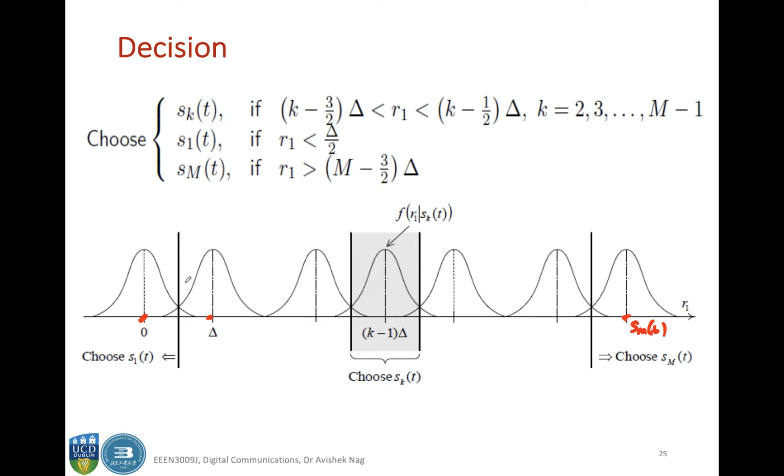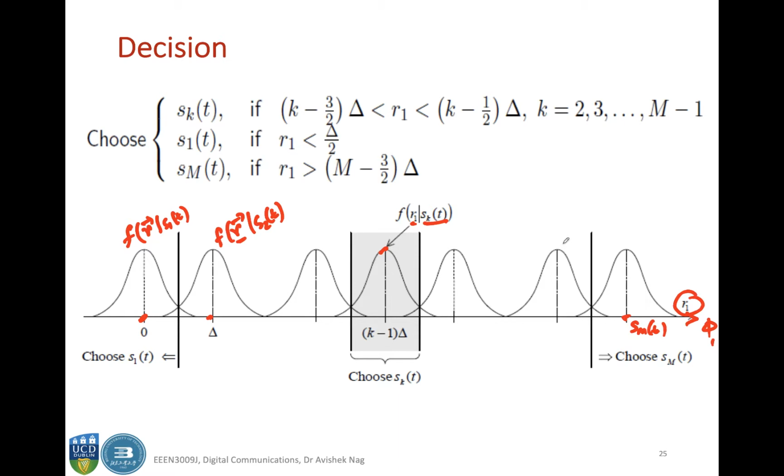If you draw the conditional PDFs, which are normal distributions like this, this is the conditional PDF of the received signal given S1. This is the conditional PDF of the received signal given S2(t), and so on. This is the conditional PDF of the received signal given SK(t). Since everything is one dimensional, across the phi 1 direction, you only have one dimension for the received signal. So you can write the conditional PDFs in terms of the R1 component of the received signal as well.